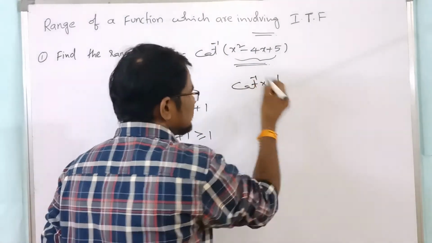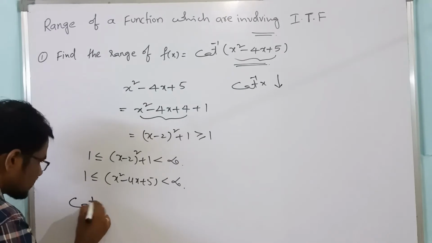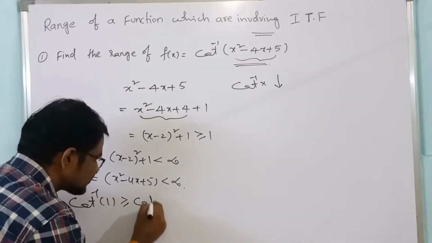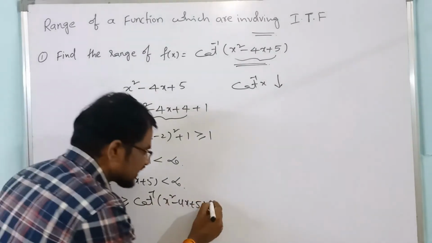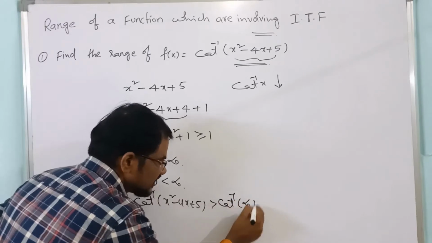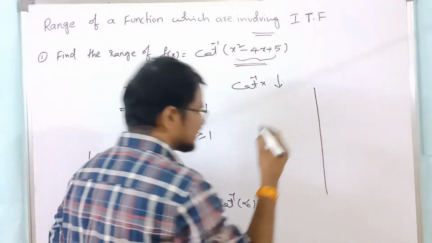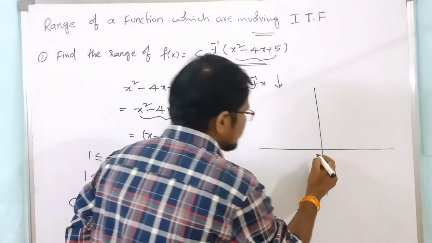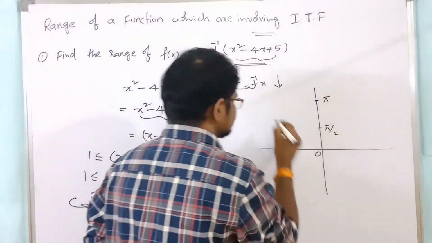Cot inverse x is a decreasing function. So if you apply cot inverse here, the inequality will change: cot inverse of 1 is greater than or equal to cot inverse of x square minus 4x plus 5, which is greater than cot inverse of infinity. Now if you take the diagram, you will get clarity on how to take these values. Here 0, here pi by 2 and here pi.